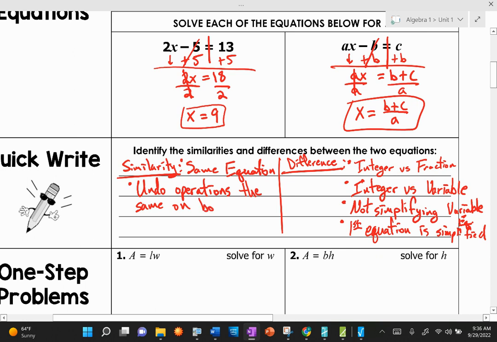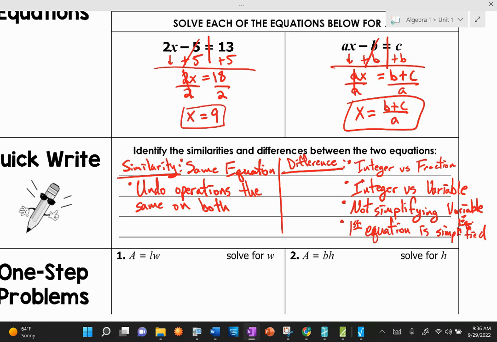Okay, so if we notice the differences, they all really just deal with your final answer, right? For the most part, we've got an integer or we've got a fraction. We've got an integer or we've got variables. The second one is not simplified at all. You just move stuff around. The first one, we completely simplified it. All of those are really just talking about the final answer, right?